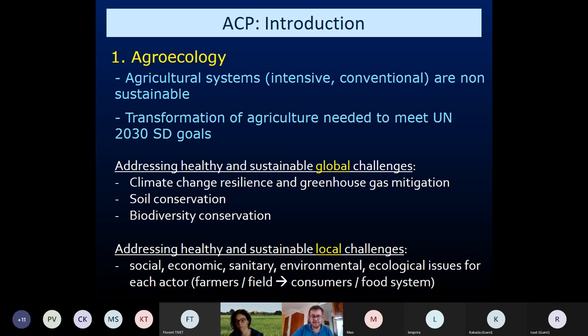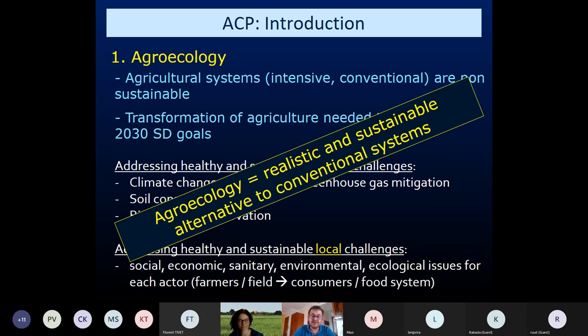If you want to stop me, you can. No problem, Mathilde. I stress on that. So agroecology around the world, either in what we call, I don't like this term, northern countries or southern countries, is considered as a realistic alternative to the unsustainable conventional systems. We have to agree on that before starting. If we do not agree, we can stop our collaboration. No, I'm joking, but it's important to have that in mind. If we continue to do agriculture as we do now, maybe not our generation, but the next generation will not be able to continue to do agriculture.